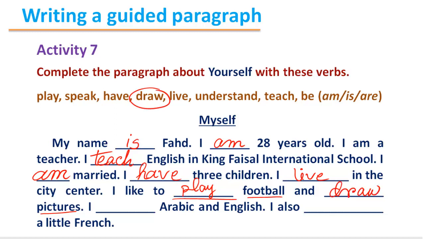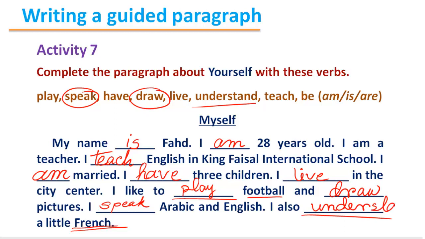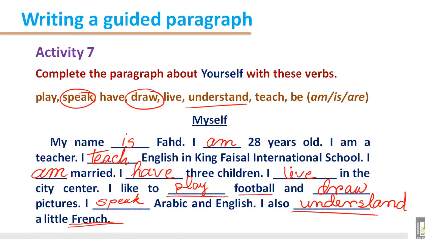So these are my hobbies. I, there is another blank here, Arabic and English. These are the names of languages. So we can put: I speak English and Arabic, or in the sentence it is saying, I speak Arabic and English. So Fahad can speak Arabic and English. The final one is I, blank, also a little French, and this is definitely a language, French. The remaining verb here is understand. I understand a little French. So this is the additional information about Fahad, that he understands the French language too.